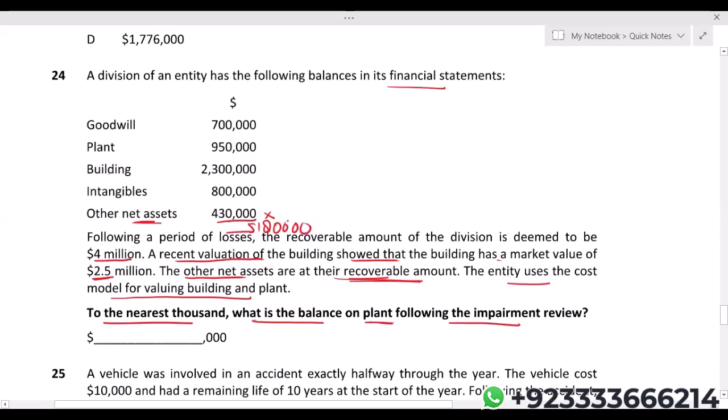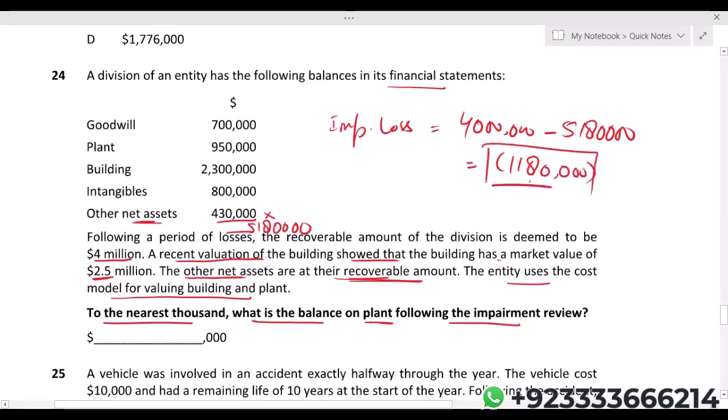5.18 million. Okay. And the recoverable amount is 4 million. Look at this. Logically, the impairment loss is 4 million, which is the recoverable amount, and the carrying amount is 5,180,000. Let's see. So the total impairment loss which I have to allocate to this cash generating unit is 1.18 million.